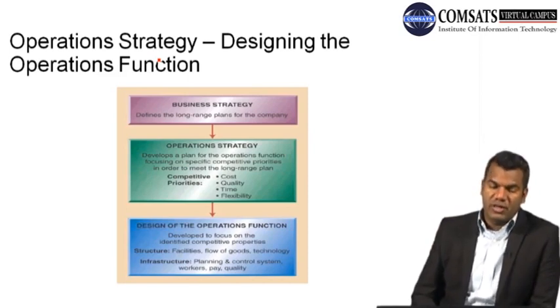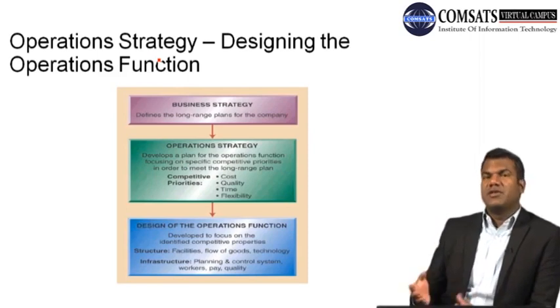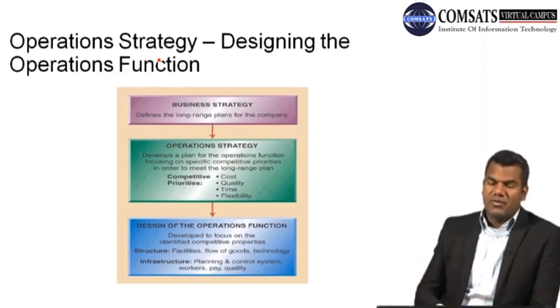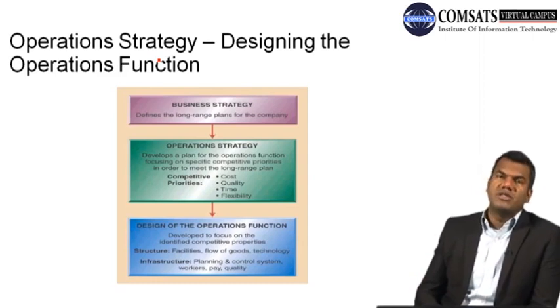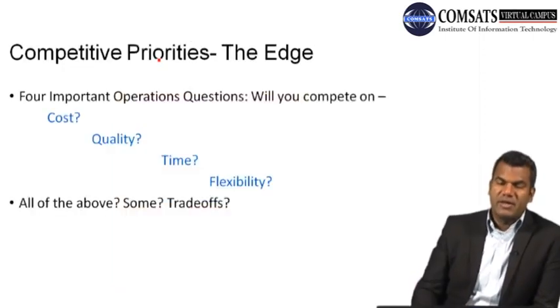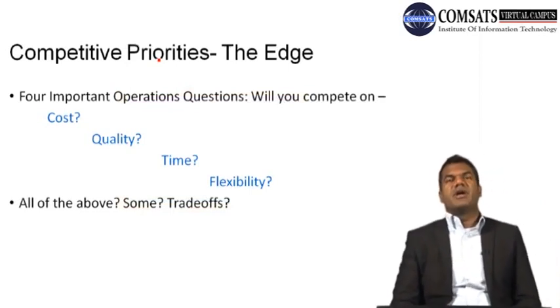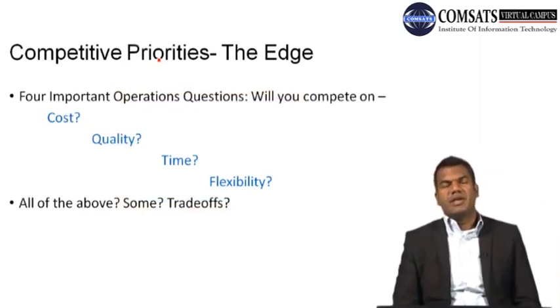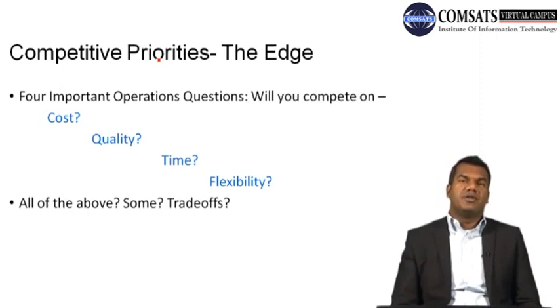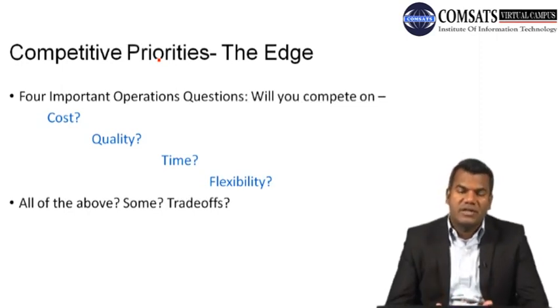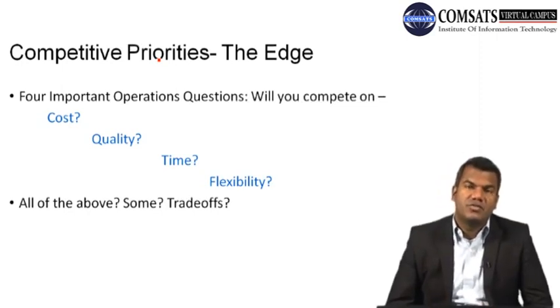Your structure is basically your hardware, and your infrastructure is basically your workers, pay, quality, your qualitative variables. Now, these are the four important priorities in operations anywhere. Go to the service sector, go to NGOs, go to the public sector, go to the corporate sector. This is on which we have to compete. And these four are very important.